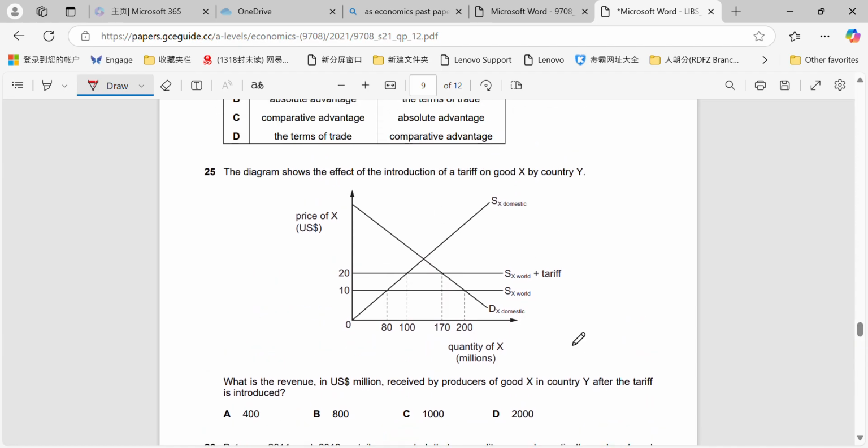Question 25. Diagram shows the effect of an introduction of a tariff on good X by country Y. What is the revenue in US dollars millions received by producers of good X in country Y after the tariff is introduced? Okay, very simple.